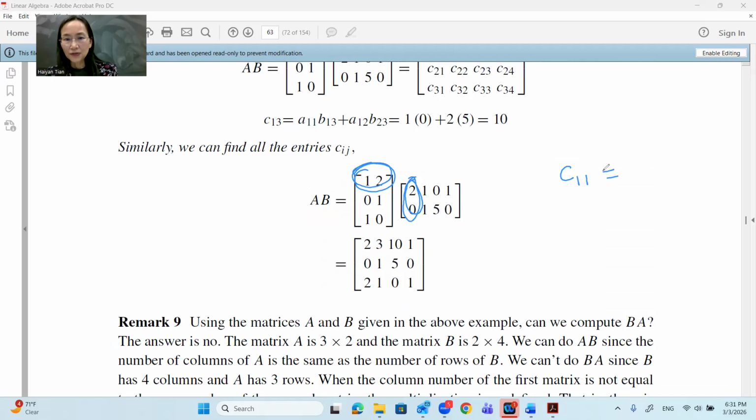That means we do 1 times 2 plus 2 times 0. So what is the result? 1 times 2 is 2. 2 times 0 is 0. So it's 2. That's why we get a 2. So that's the 1,1 entry, the entry at the first row, first column. Okay, so this is one approach. It's very easy to use. Just find every entry in this way.